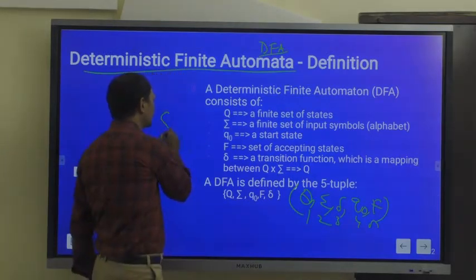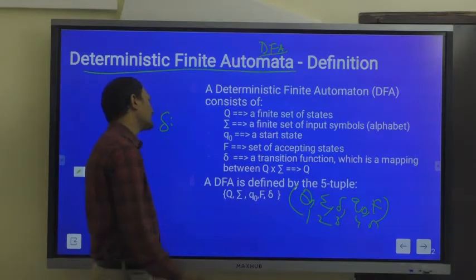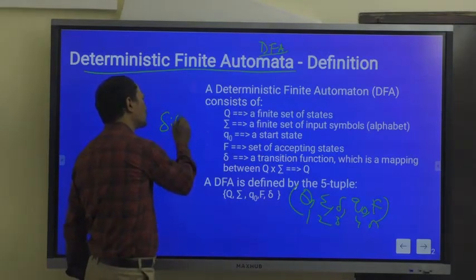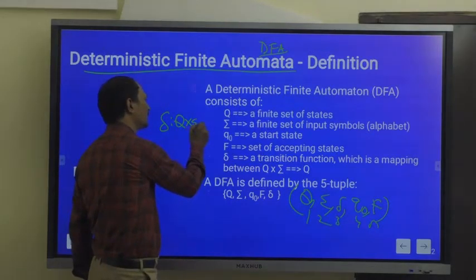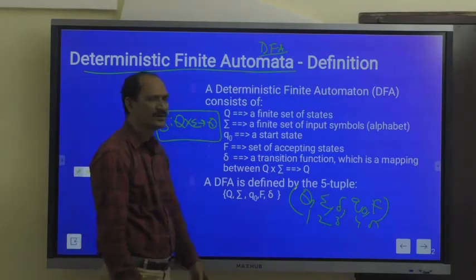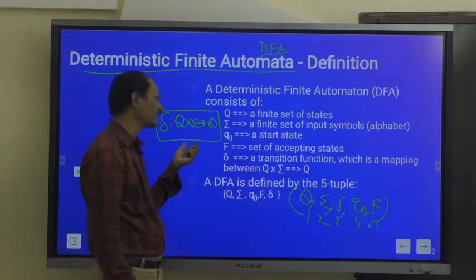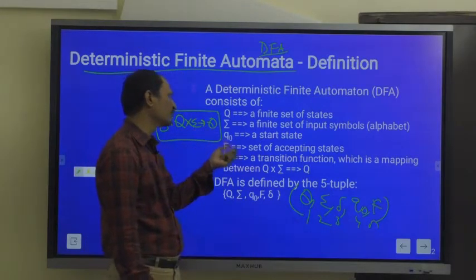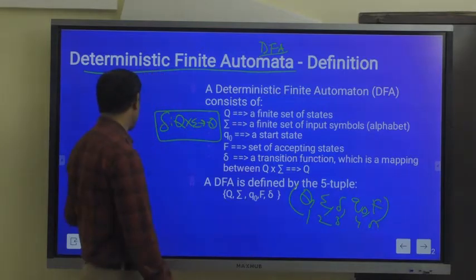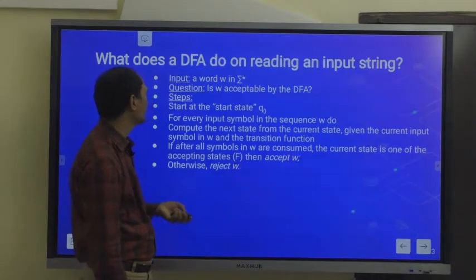Here in the DFA, we are going to have the transition function as delta maps Q cross sigma goes to Q. I will later explain why we call it that, and what is the reason behind obtaining this transition function. Anyhow, it is a transition function. Delta maps Q cross sigma goes to Q. This is about the deterministic finite automata.